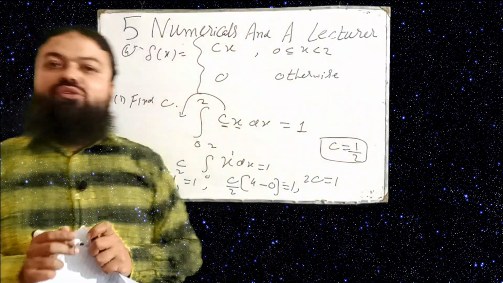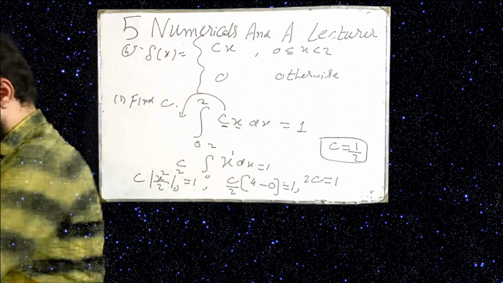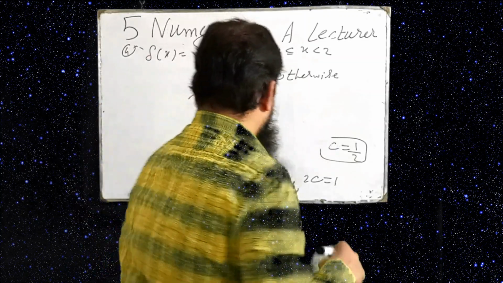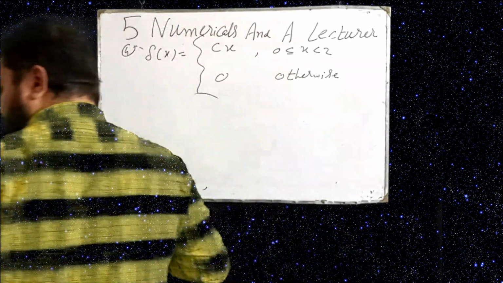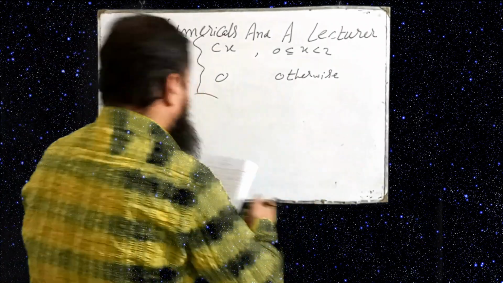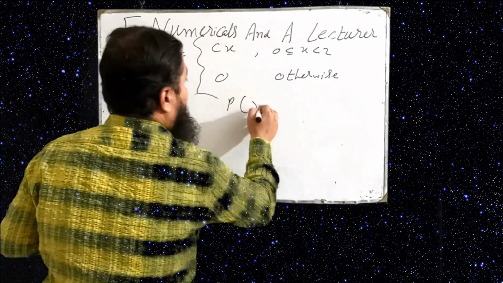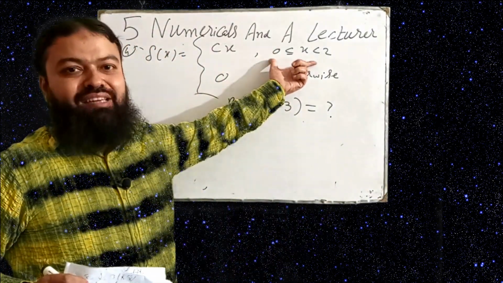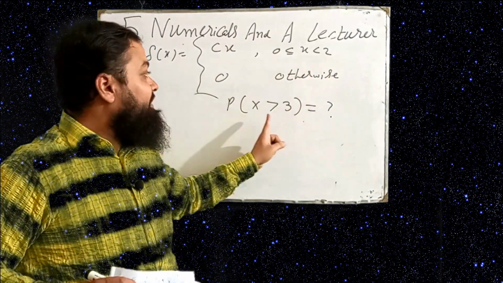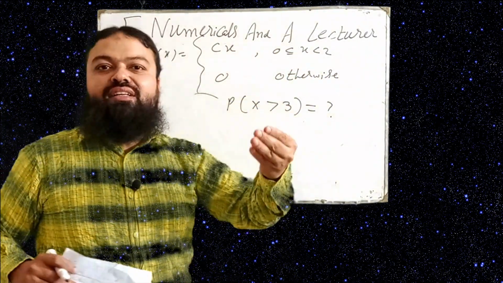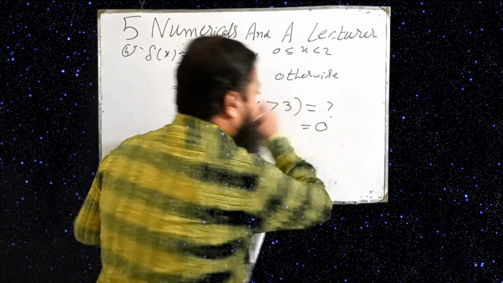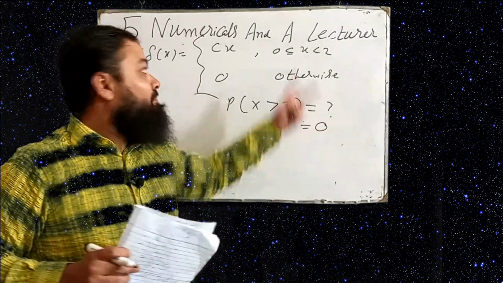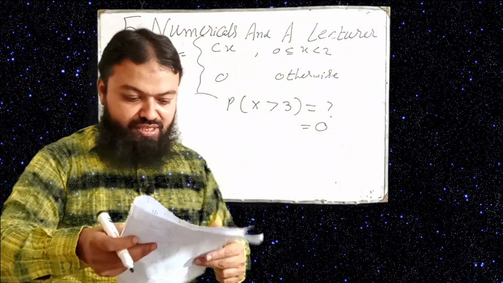A very important question for paper point of view. In the exam they can ask a very important question. If they ask what is the probability x greater than 3, dear students, just check the limit of x. It is 0 to 2, and they are asking for x greater than 3, and that will always be equal to 0. Don't be confused. If they ask x greater than 4, that will also be 0, because it is beyond the limits.